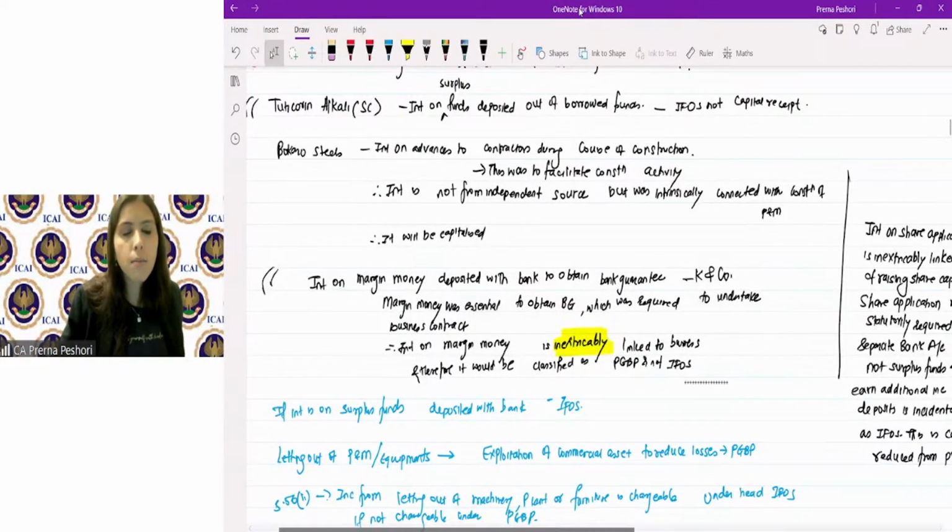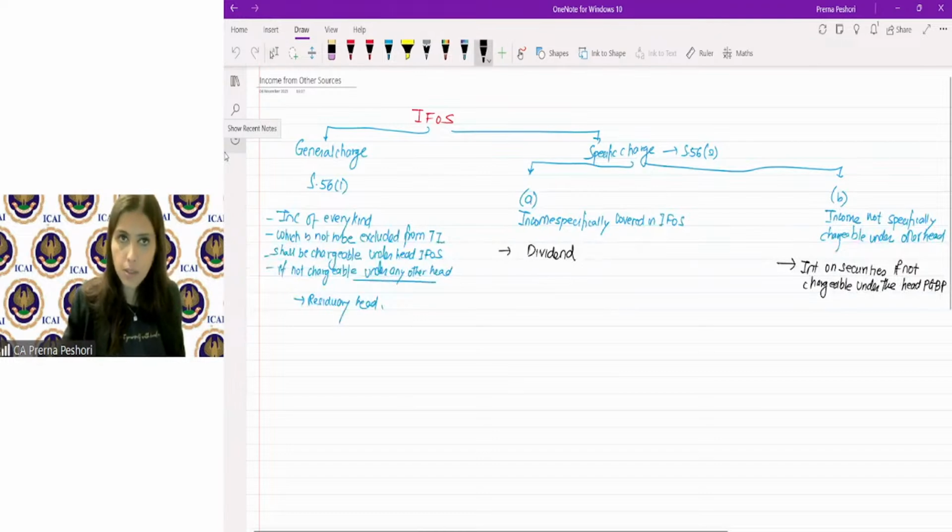Clear? So just come back to the income from other sources and just write it over here. Refer to the PGBP class. Just write down, refer to PGBP.